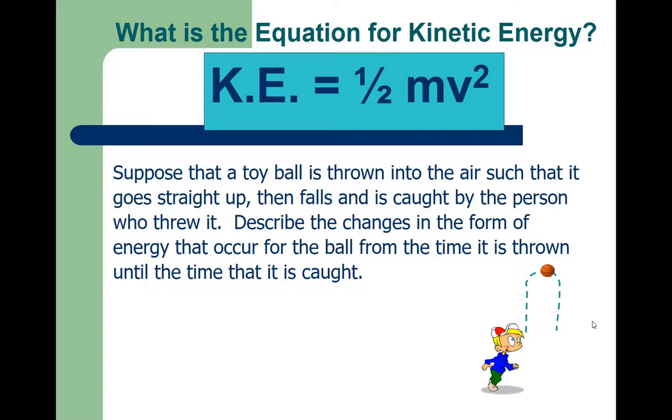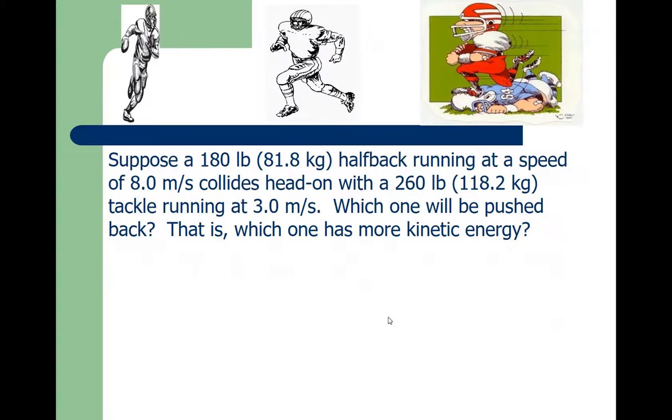So it goes up, hangs there for a second, and then comes back down. So I just remember if it's in motion, it's kinetic. If it's standing still, it's potential. So as it goes up, it's kinetic. As it hits the top, it's potential. As it goes down, it's kinetic. Okay? All right. Now we've got actual numbers here.